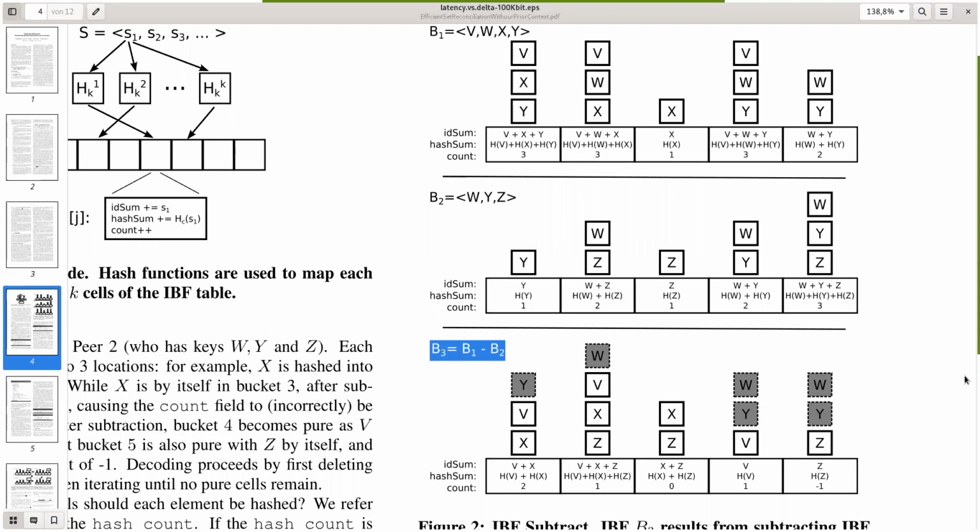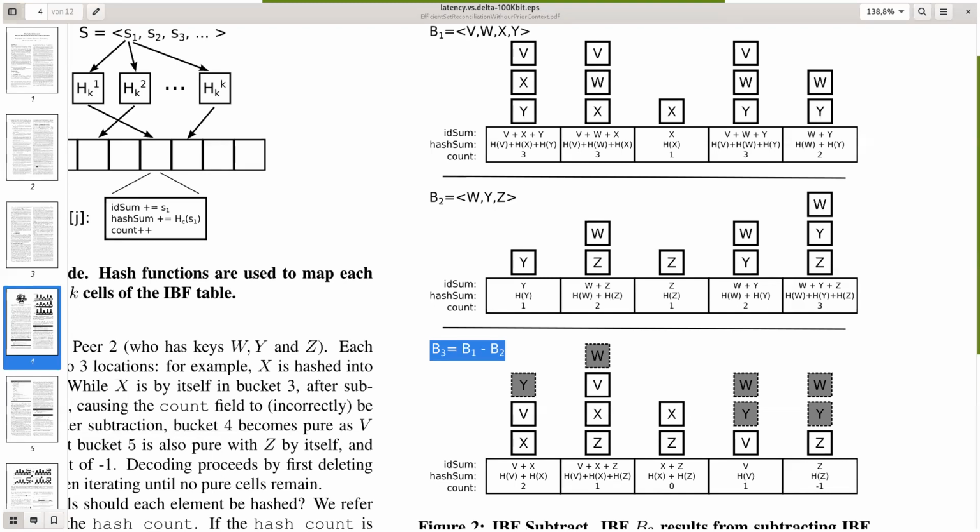So you can see in the third and fourth cells on the diagram, the W and Y values just totally got canceled out, and you can extract the V and the Z values. And so the idea is that since you can extract these values and you know what other cells they go to, you can also subtract that element out from all of the other cells it would have hashed to, and potentially get more cells that only have one element in them, and you can rinse and repeat. And hopefully, assuming you've tuned your Bloom filter correctly, you can extract the whole set difference this way, because all of the similar elements will have canceled out, hopefully.